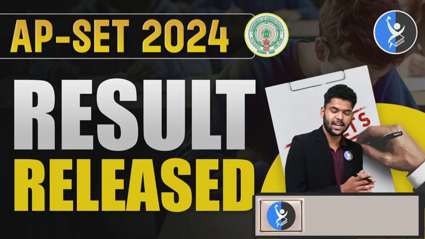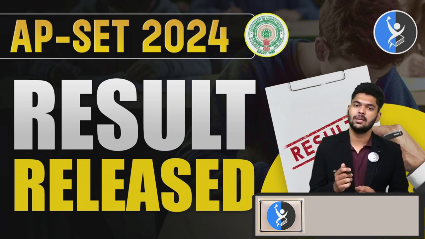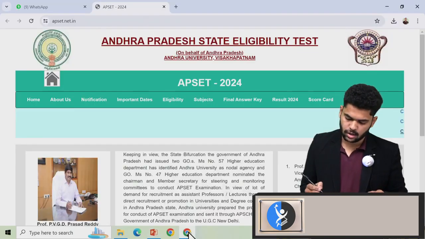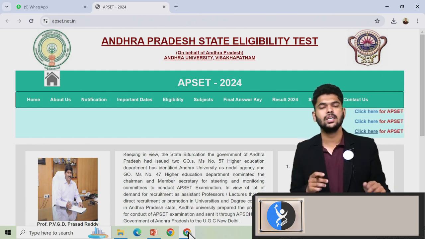So the very much awaited result of AP SET is out now. Yes, Andhra Pradesh SET result is out. If you want to check your result, you can just go on the Andhra Pradesh site. Okay, so you can see here the three links.